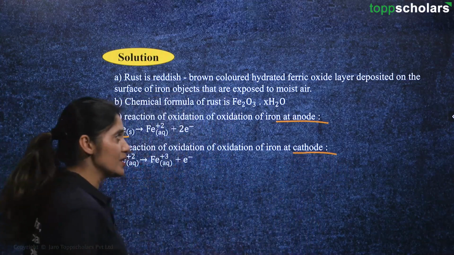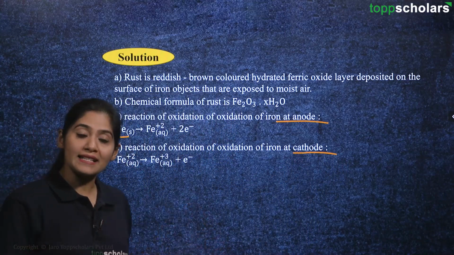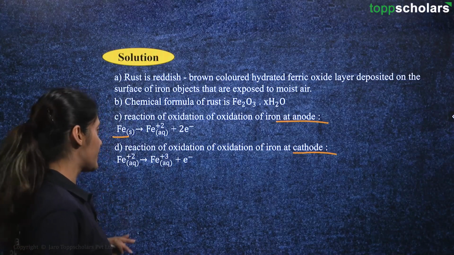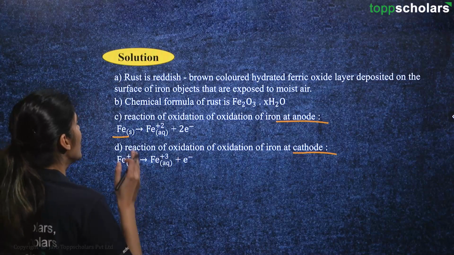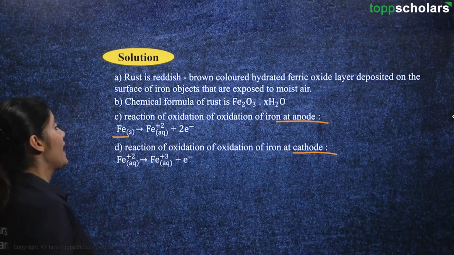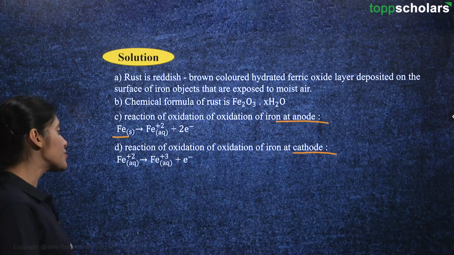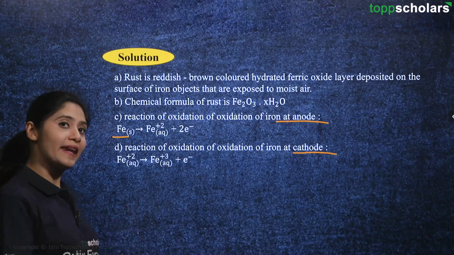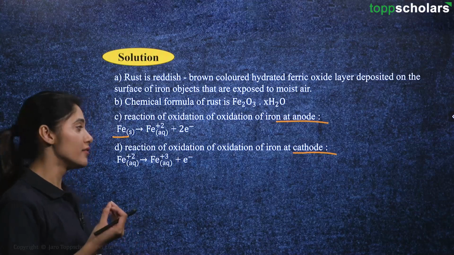So, at the cathode stage, where on the iron itself there is an anode region and the cathode region. So, at anode we saw the reaction, while at cathode what happens? This ferrous iron that was produced, it then gets converted into Fe3+ ferric iron and electrons are released.